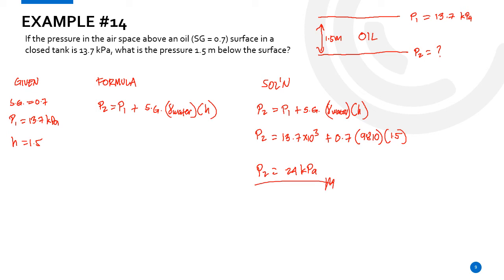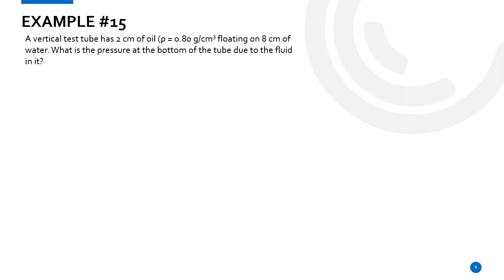Then for our last example, para sa pressure at different levels, a vertical test tube has 2 cm of oil, 0.8 grams per cubic centimeter, floating on 8 cm of water. So what is the pressure at the bottom of the tube due to the fluid in it?